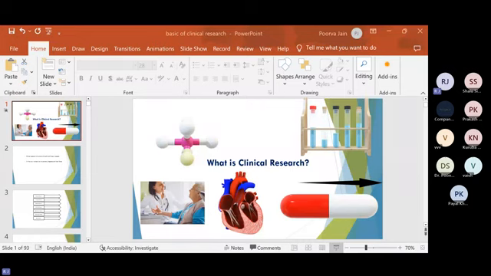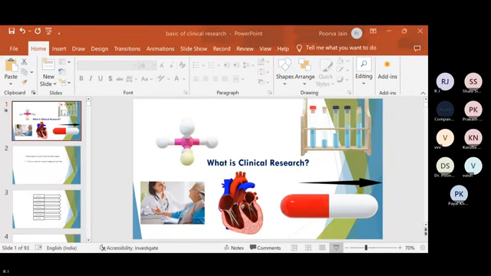One definition that I find profound is this: clinical research is the study of health and illness in people. It is the way we learn how to prevent, diagnose, and treat illness. So we are covering all the things, right? We are covering the prevention, the diagnosis, and the treatment. So now we know what clinical research is. It is nothing but a study of health and illness in people, and the main purpose of doing clinical research is to identify the ways to prevent, diagnose, and treat illness.